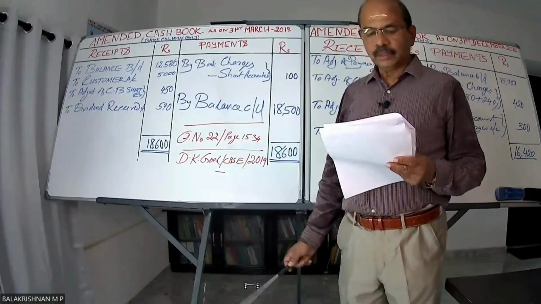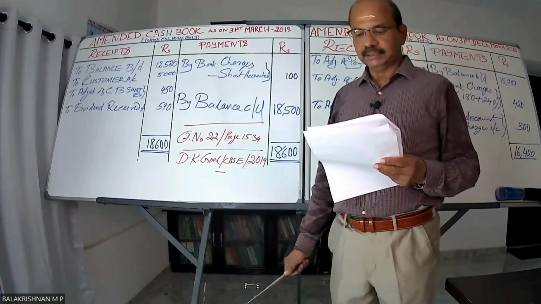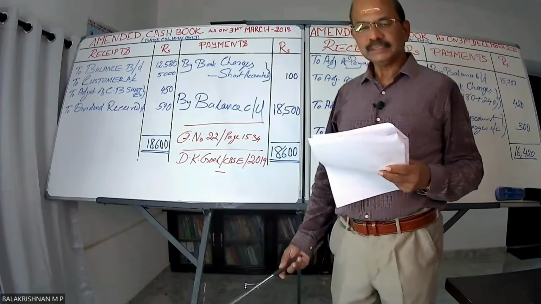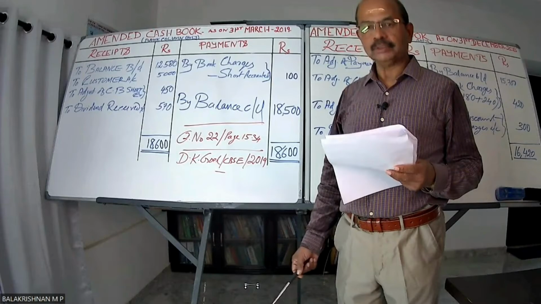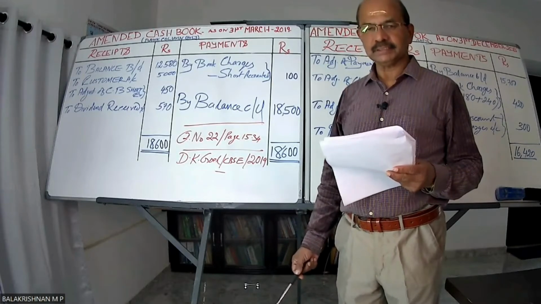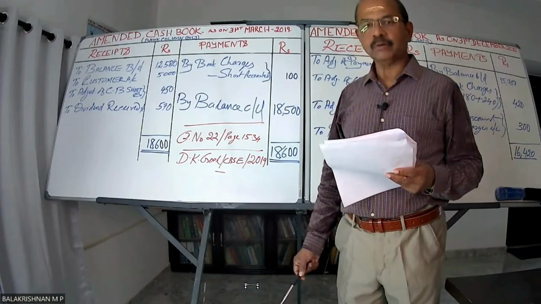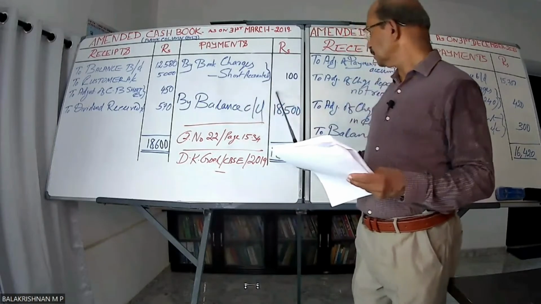Next. Rupees 300 is entered in the bank statement as bank charges. This was recorded as rupees 200 in the cash book. In simple way, bank charges short accounted to the extent of 100 rupees. So a further entry for bank charges is required. What's the entry for bank charges? Bank charges account debited, credited by bank. Hence, by bank charges 100.